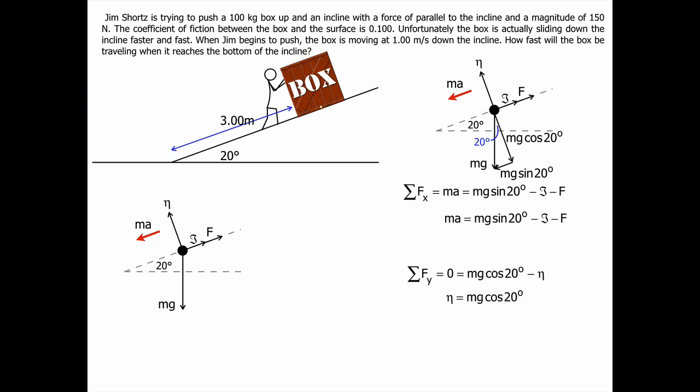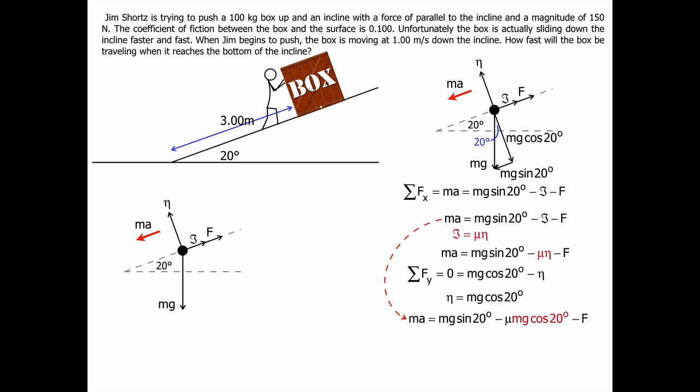Alright, so when I look at these two equations, I've got too many unknowns. I need some way of combining the equations. The way to do it when you have friction is to use the friction equation: friction equals mu times eta. So when I use that equation, I can then replace friction with mu times eta. So there it is in red. MA is equal to mg sine 20 minus mu times eta minus Jim's force. And then what I'll do is take that expression and replace eta with what I got from the y direction for the normal force, mg cosine 20, minus Jim's force.